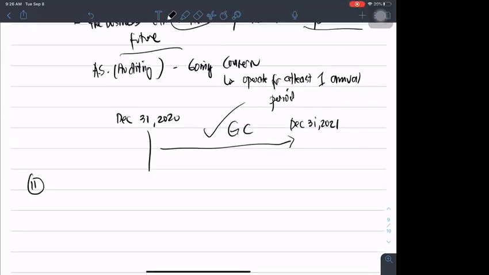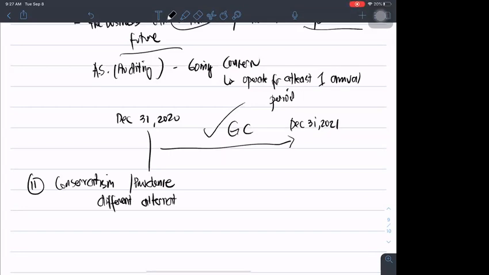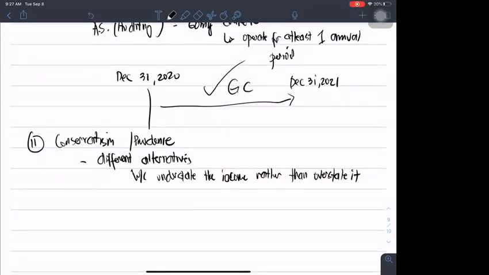Next concept, we have your concept of conservatism or prudence. Whenever we say conservatism or prudence, these exist if ever there are different alternatives. So choose an item which understates the income rather than overstate it. Okay, choose one item on your alternative that will understate the income rather than overstate it.